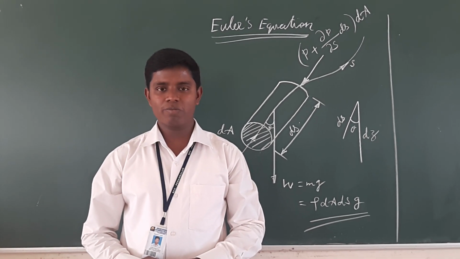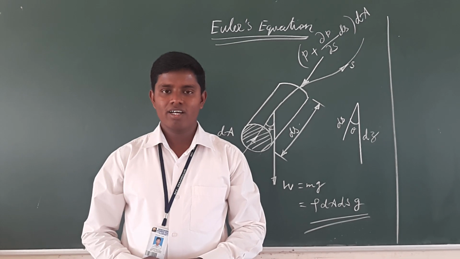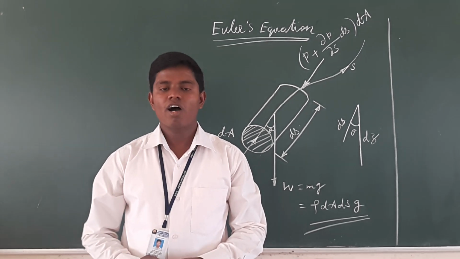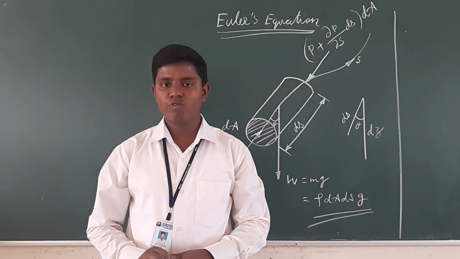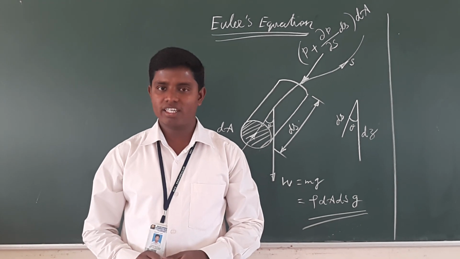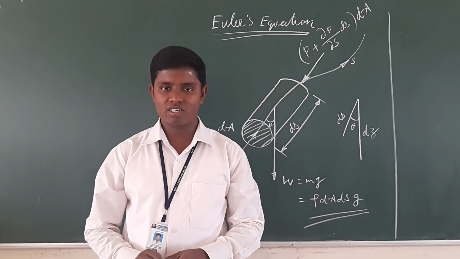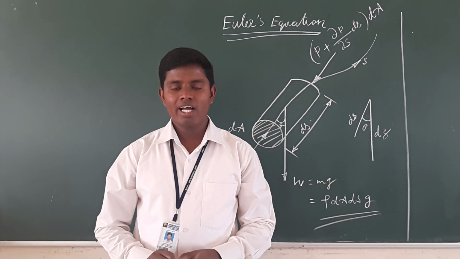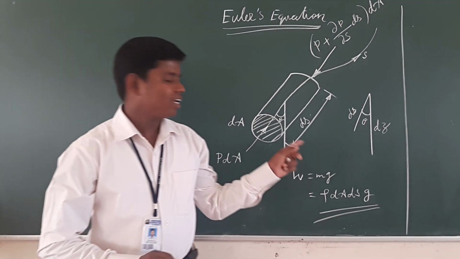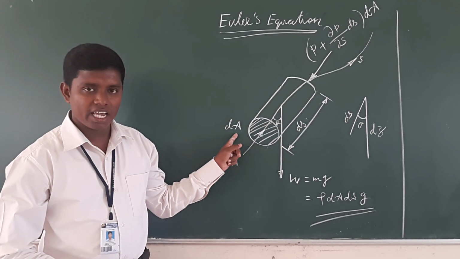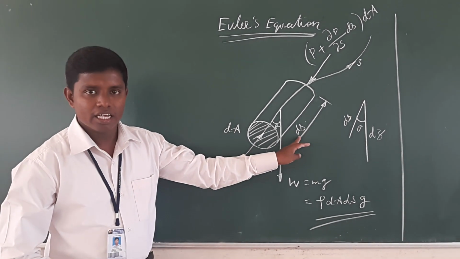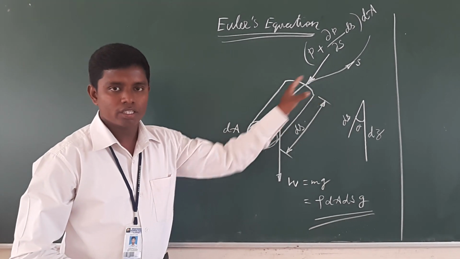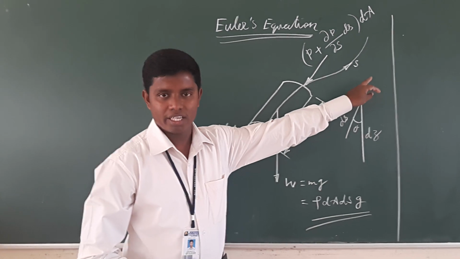Now I am going to explain Euler's equation. This is an equation of motion in which the forces, say the gravitational force and the pressure forces, are taken into consideration. Let us assume a cylindrical element having a cross-sectional area of dA and a length of ds in a streamline flow. That flow is happening in the direction of s.